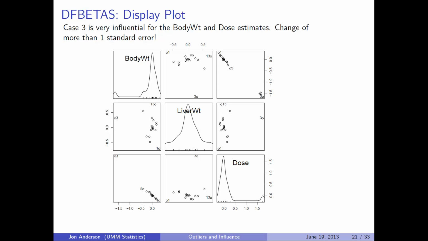You can see case 3 happening again here. Very unusual impact on body weight, as we've discussed, but also a very big impact on the dosage effect. It would increase the dosage effect by more than 1.5 standard errors of the coefficient if it was to be removed. So case 3 is clearly a very big impact, but it's a big impact really only on the dose and the body weight estimates. Liver weight is not going to be affected very much. The beta hat for liver weight is not going to change much. It's mostly body weight and the dosage coefficients that are going to be affected.